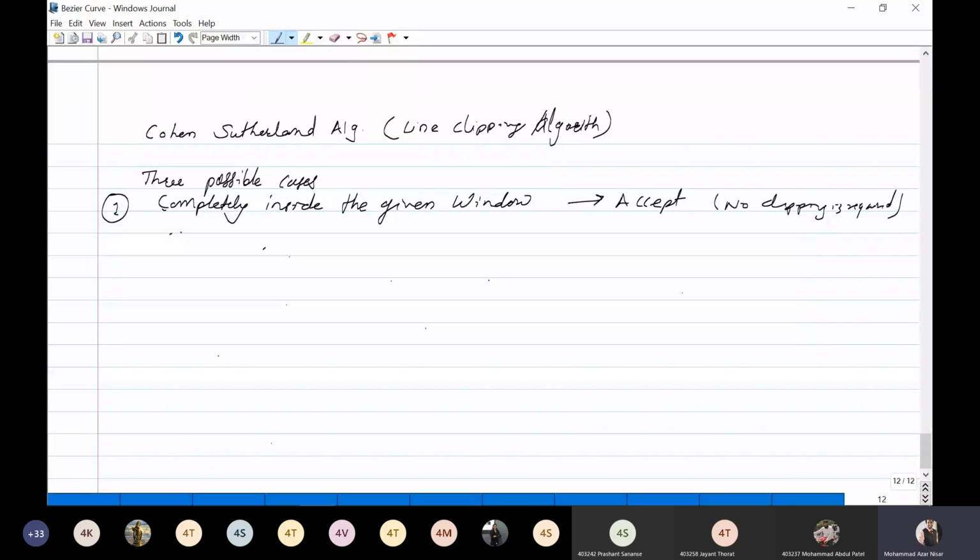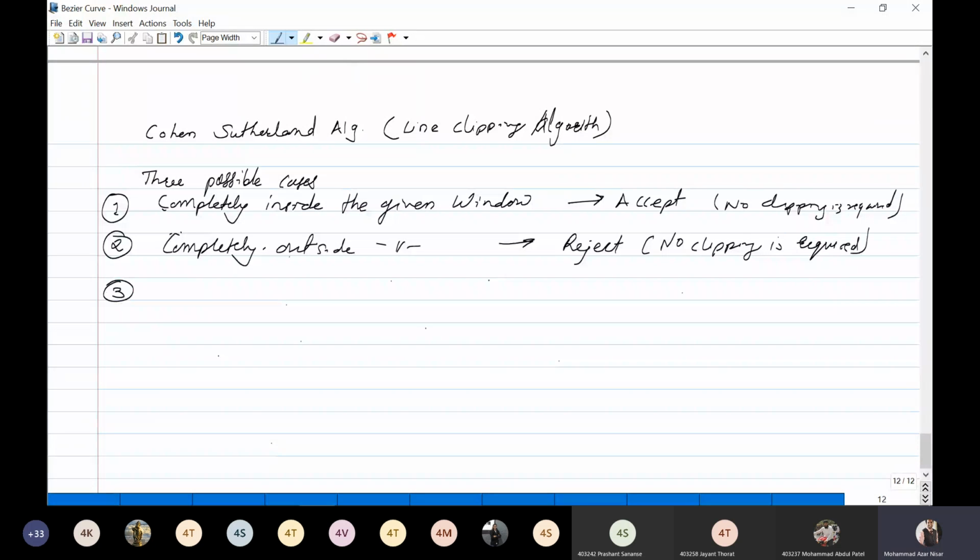The second case is that the line is completely outside the given window. So you have to reject or discard it. In this case also, no clipping is required. So directly you have to discard that.